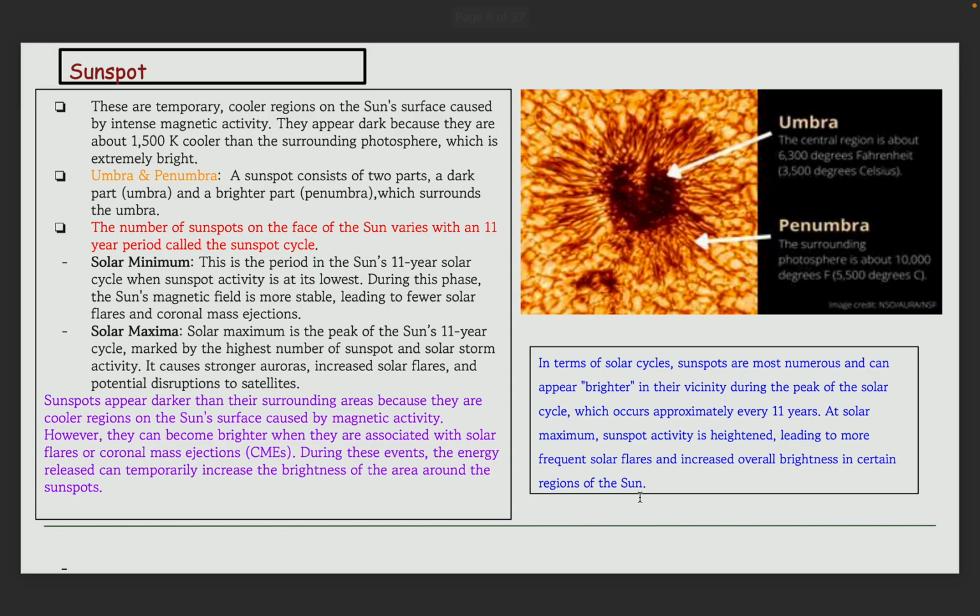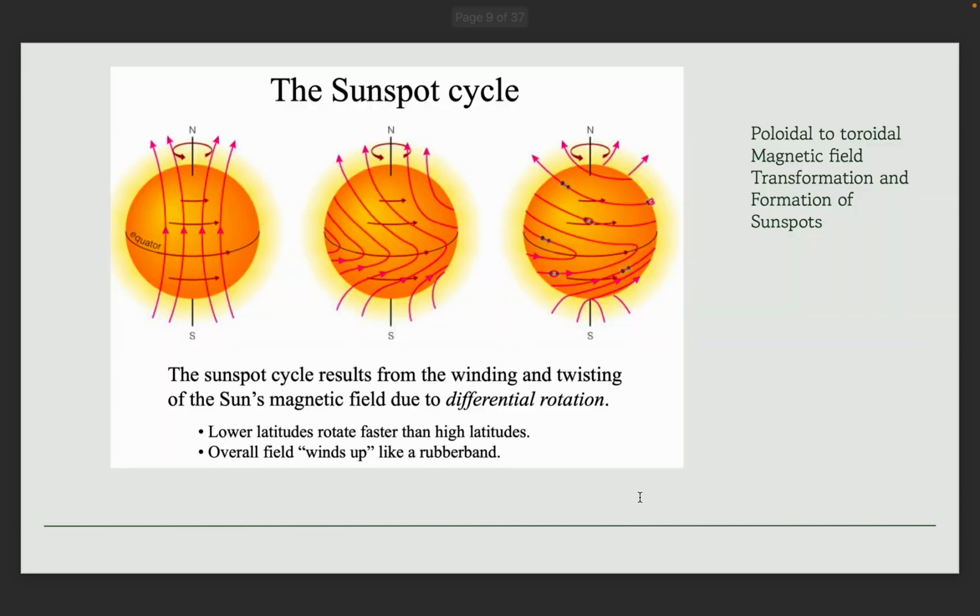So, why do sunspots form? The sunspot cycle results from the winding and twisting of the sun's magnetic field due to the differential rotation of the sun.